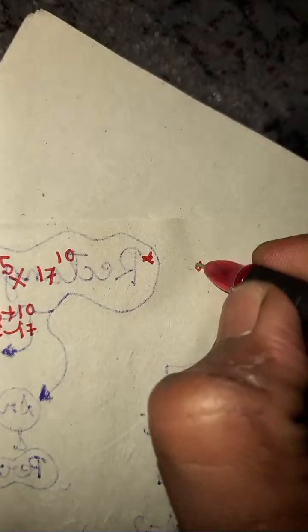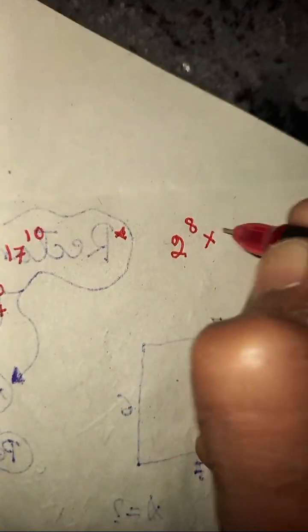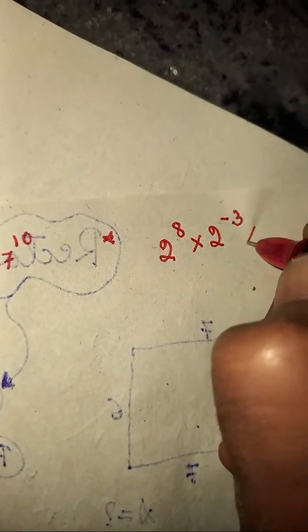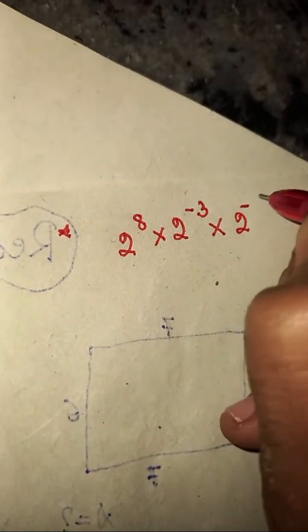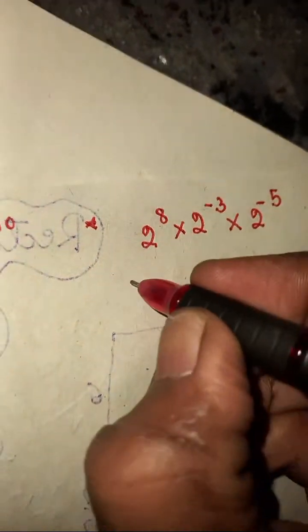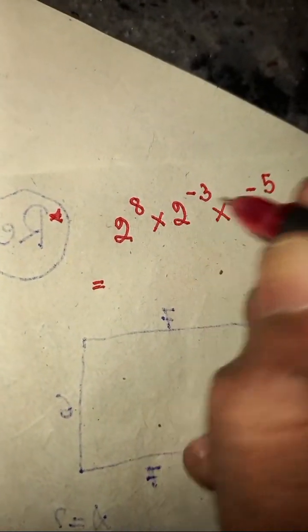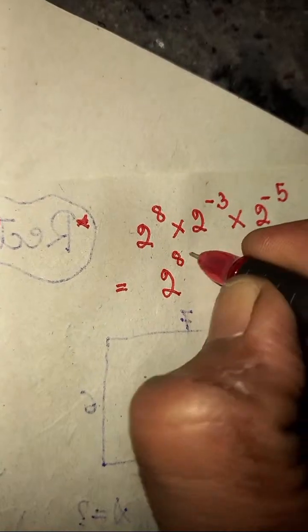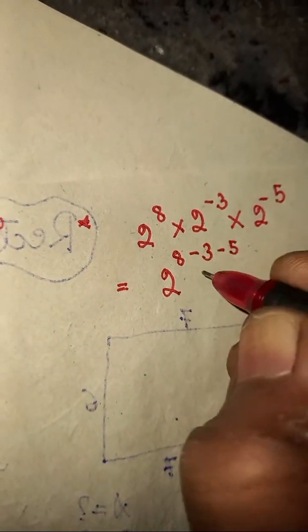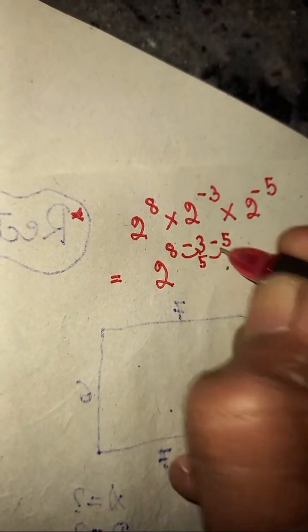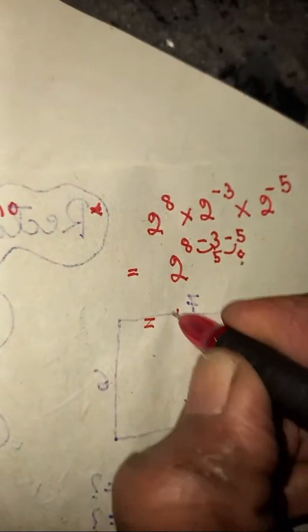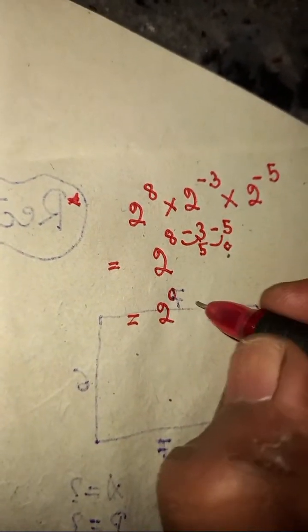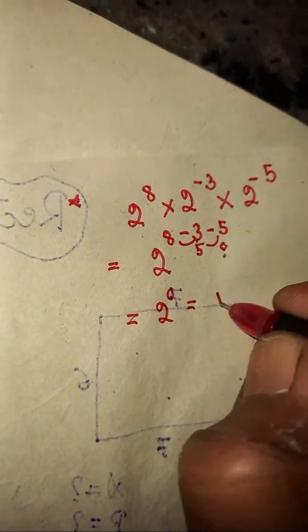Let's take another one. Here they give us 2 to the power of 8 times 2 to the power of minus 3 times 2 to the power of minus 5. All of them have base 2. So take 2 as the common base and add up the powers. That is 8 minus 3 is 5, 5 minus 5 becomes 0, so 2 to the power of 0. Any number to the power of 0 remains as 1.